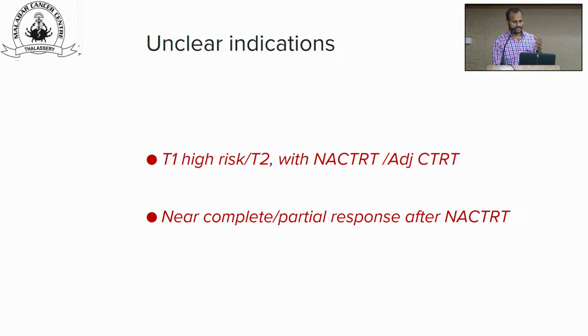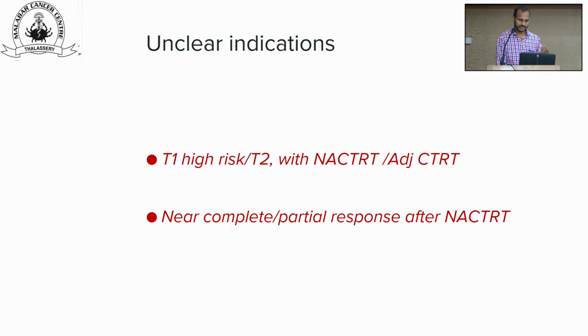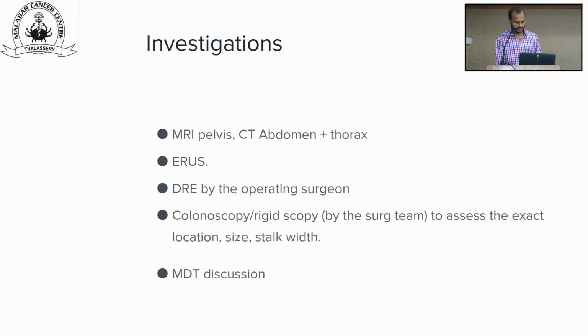So there is a move in the surgical management of rectal cancer. People have sought the option of doing this procedure instead of a major rectal cancer surgery in patients with T1 high risk or T2 disease after neoadjuvant chemoradiation, as an organ preservation option, or adjuvant CTRT after excision of this T2 disease. These are indications under evaluation, under a trial now. And for those with a near complete or partial response, with minimal residual disease, that is another area where this procedure is being employed as a trial protocol.